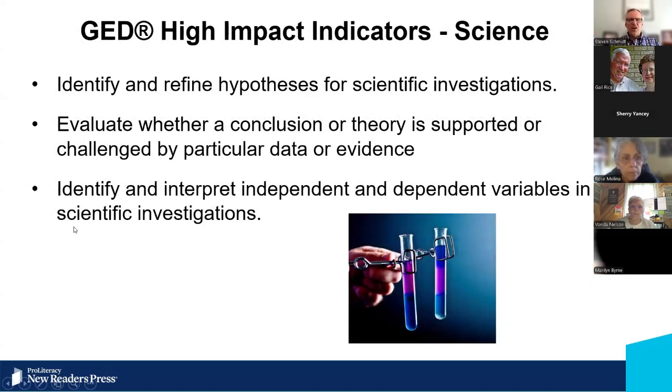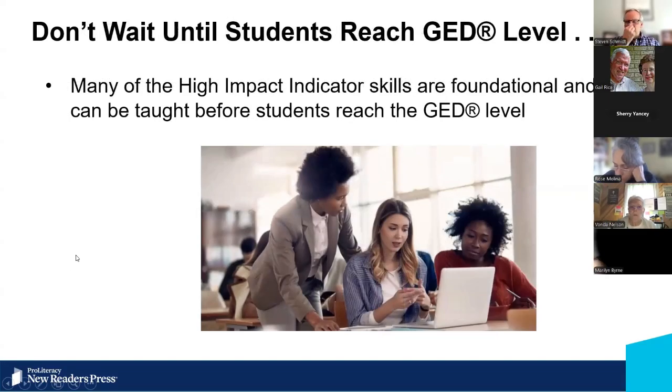Some examples from science would be looking at a hypothesis for a scientific investigation, identifying what that hypothesis is, and that's really related to the main idea lots of times. Evaluate whether a theory is supported by the evidence, and then looking at independent versus dependent variables in scientific investigations. So those are just some examples of these high impact indicators that we see throughout the GED subject areas.